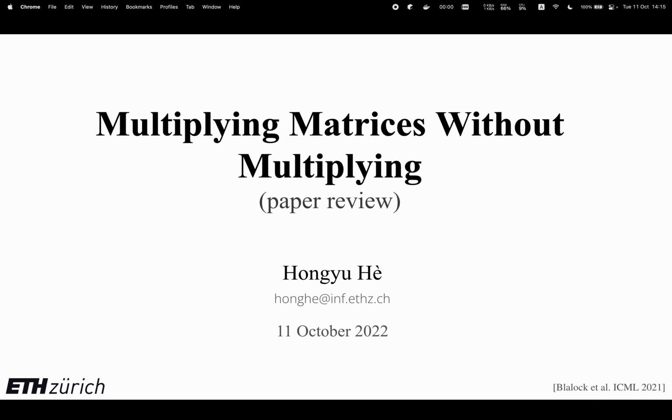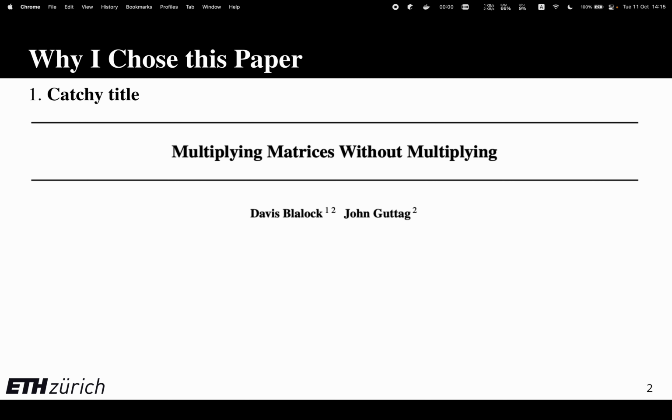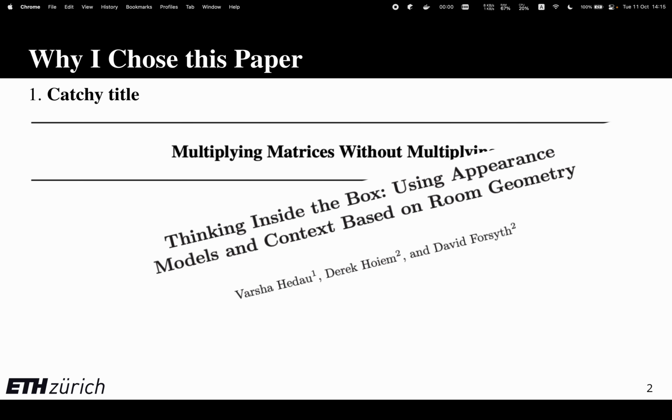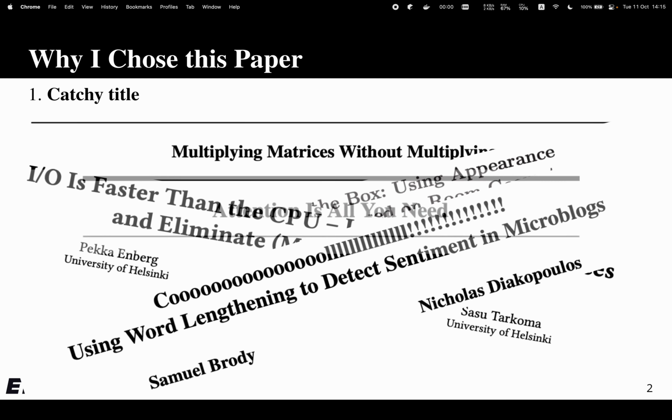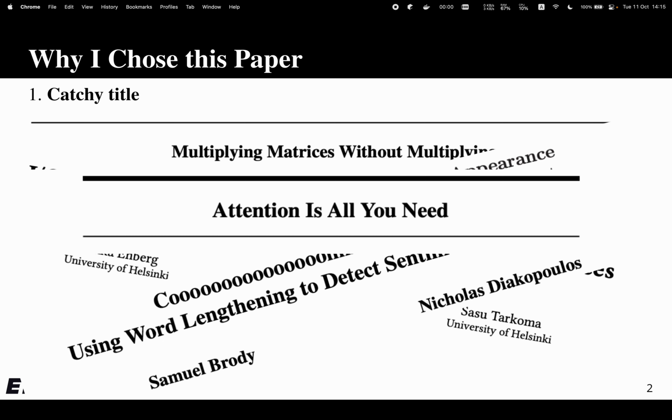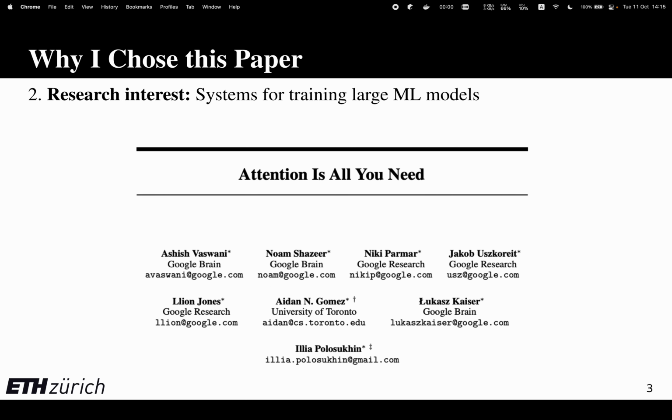First, let me talk about the reasons why I chose this paper in the first place. The first reason is that it has a catchy title. Research has shown the more attractive your title is, the more likely your paper is going to be cited. For example, "Thinking Inside the Box," "I Always Faster Than a CPU," "Things Happen," and also "Attention Is All You Need." Actually, this paper relates to my research interest, which is building systems for large machine learning models.